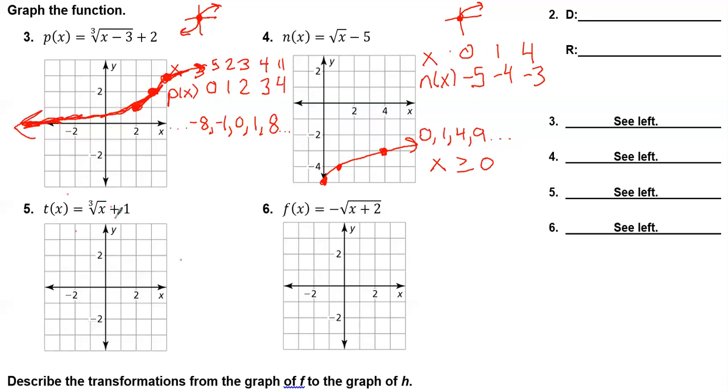Okay, this one also easy because there's nothing to worry about inside the radicand. So we can just pick perfect cubes. And like I said, here are the perfect cubes that we usually use. 0 is the one that's going to be in the middle. So the cube root of 0 is 0, plus 1 is 1. Cube root of negative 1 is negative 1, plus 1 is 0, so negative 1, 0. Negative 8, cube root of negative 8 is negative 2, plus 1 is negative 1. So we're going to have negative 8, negative 1.